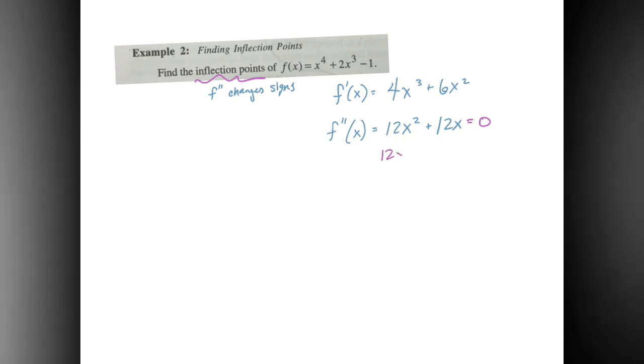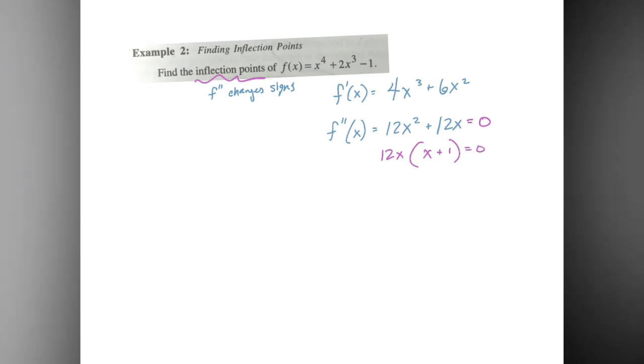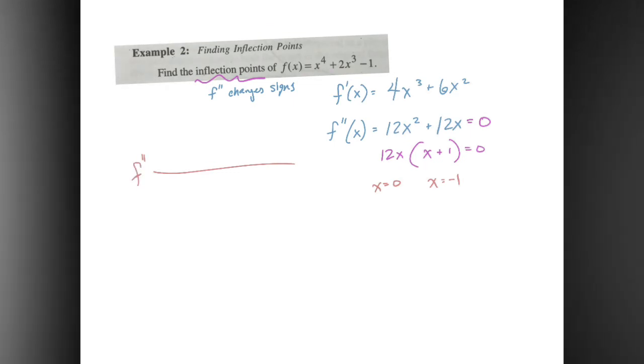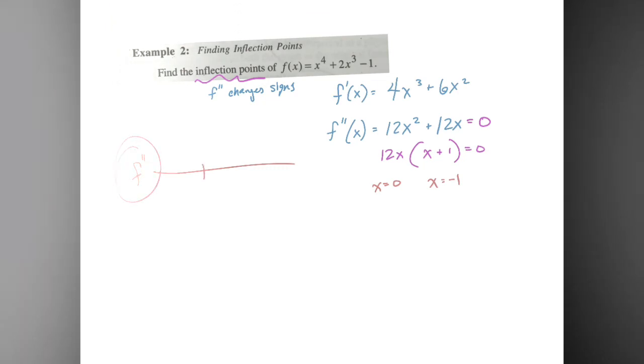I'm going to factor out a 12x, which would leave me with x plus 1. So I know that f double prime will equal 0 when 12x equals 0, so when x equals 0, and when x plus 1 equals 0, so x equals negative 1. I'll include those two points on my sign chart for f double prime. Remember, we're looking for where f double prime changes signs. I've got negative 1 and 0. We'll pick some test points.